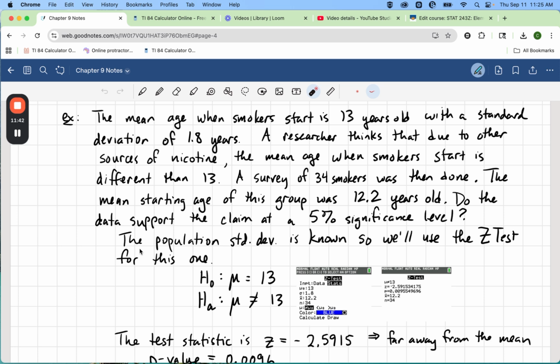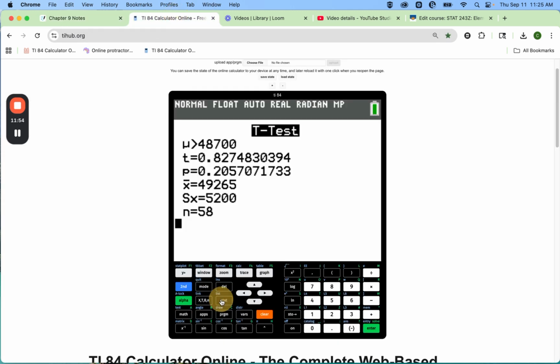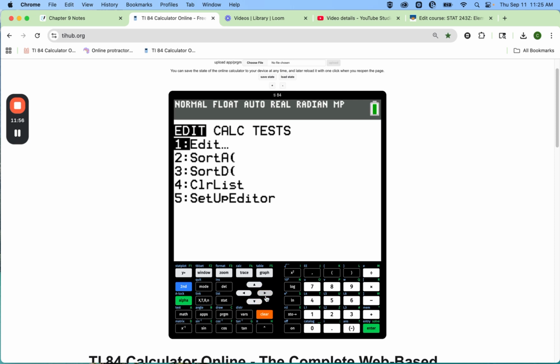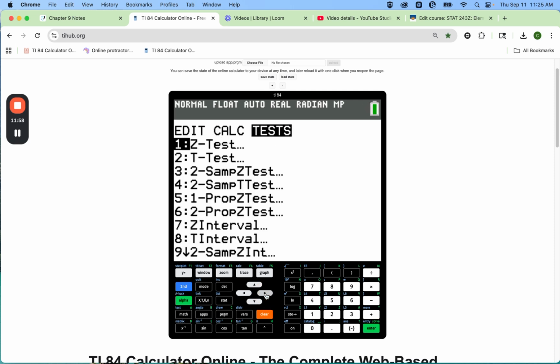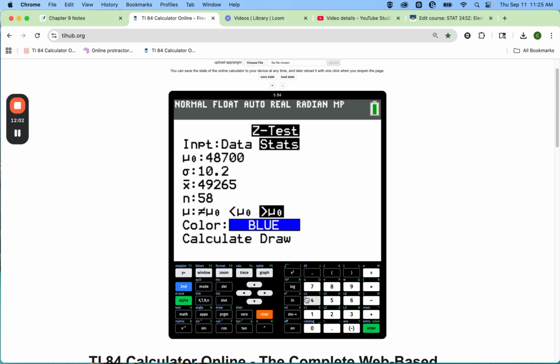So the population standard deviation is known. It's 1.8. So ding, ding, ding. That's z-test, everybody. That's z-test. All right, so here we go. I'm going to go to z-test this time. So stat, test, down to, or right there, z-test is option number 1. We're going to use the stats again.